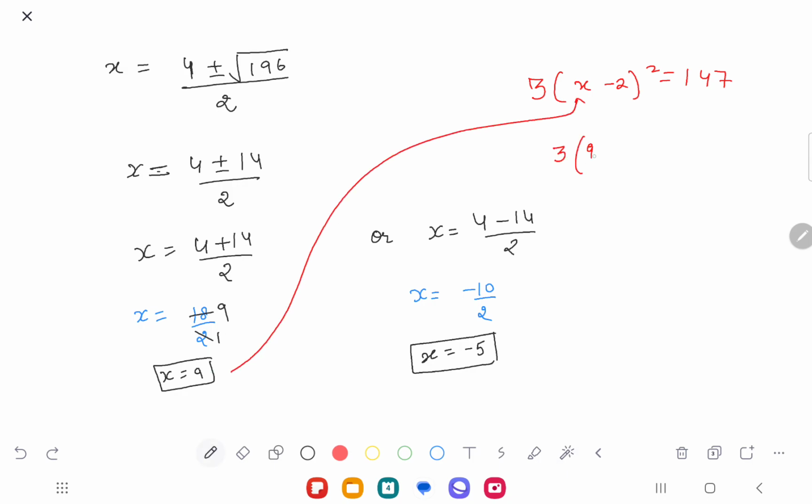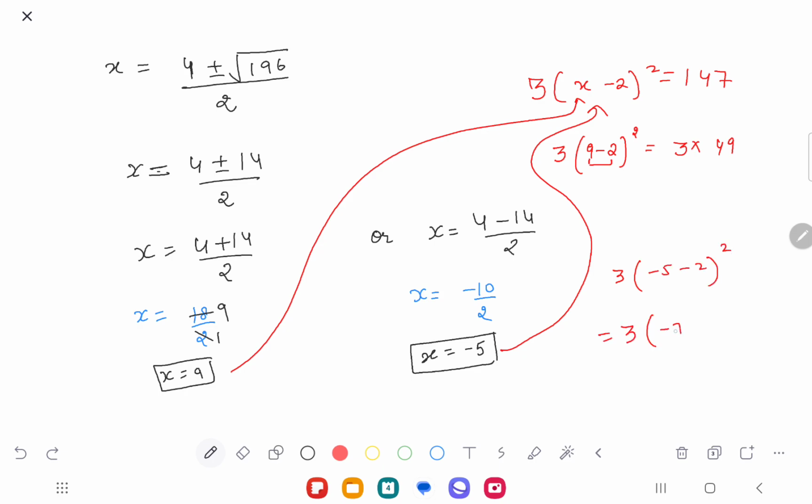So it shall be 3 into (9 minus 2) whole square. That shall become 3 into 7 square, which is 49. And if you put in minus 5 here, you will have 3 times (minus 5 minus 2) whole square. That shall again be minus 7 square. So that will again be 3 times 49. And if you multiply 3 times 49, you get 147. I hope I am able to make my point clear. Any doubts on this? I hope you're understanding.